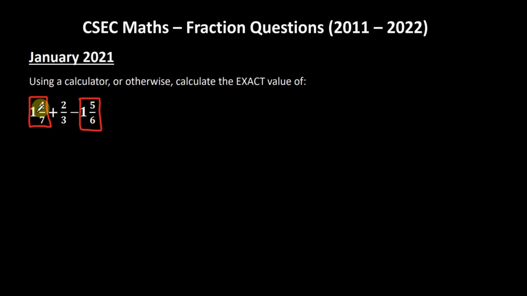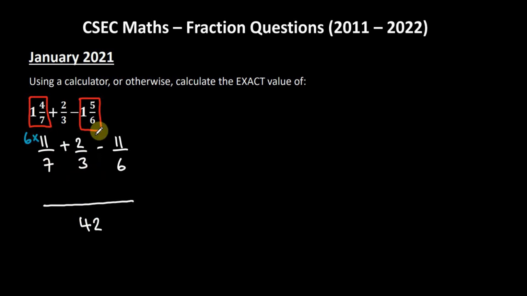Thus we'll end up with 1 times 7, 7 plus 4, that's 11, divided by 7, plus 2/3, minus 1 times 6 is 6 plus 5, that's 11, divided by 6. And I'll use the LCM method here. The lowest common multiple for 7, 3, and 6 would be 42. So 7 into 42 goes 6 times. 3 into 42 goes 14 times. 6 into 42 goes 7 times.